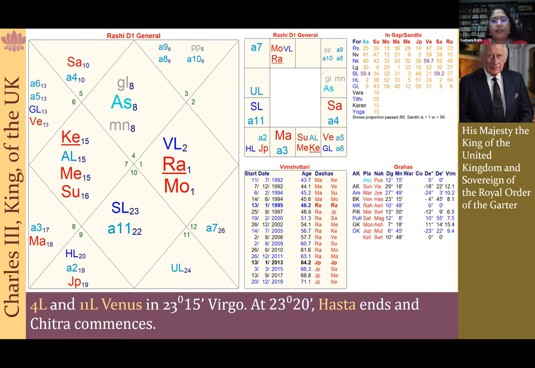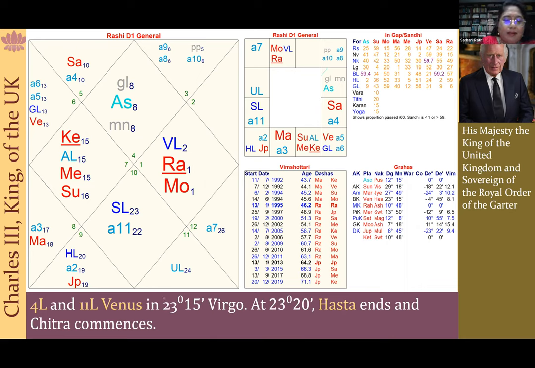Okay. Now, 23 degrees, 15 minutes of Kanya. Now, at 23 degrees, 20 minutes, after 5 minutes, 5 minutes is nothing, Hasta Nakshatra ends and Chitra commences. So he's between Hasta and Chitra. All right, in the no man's land, between Hasta and Chitra. Just look at the difference, okay?